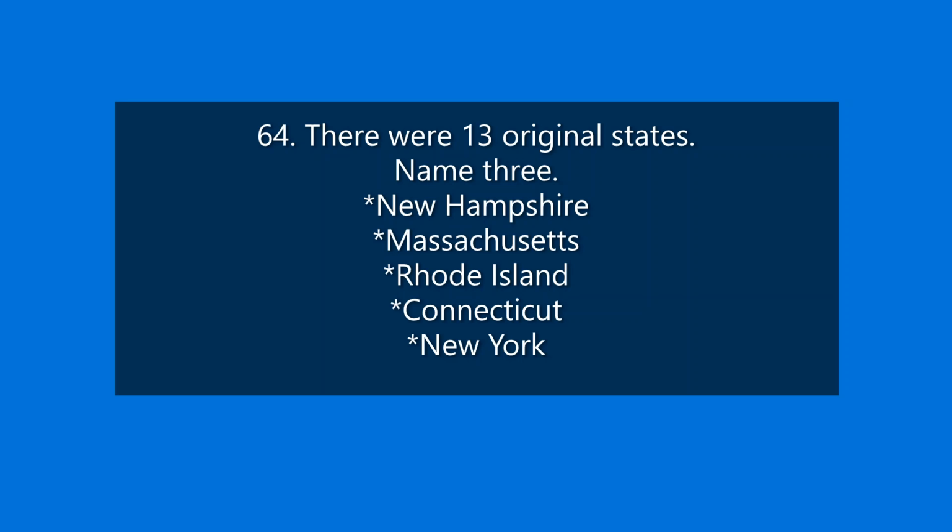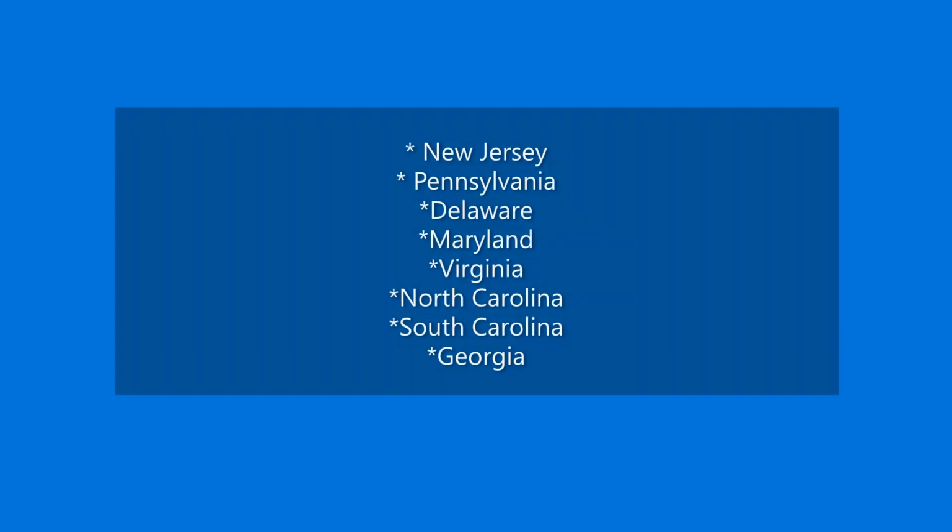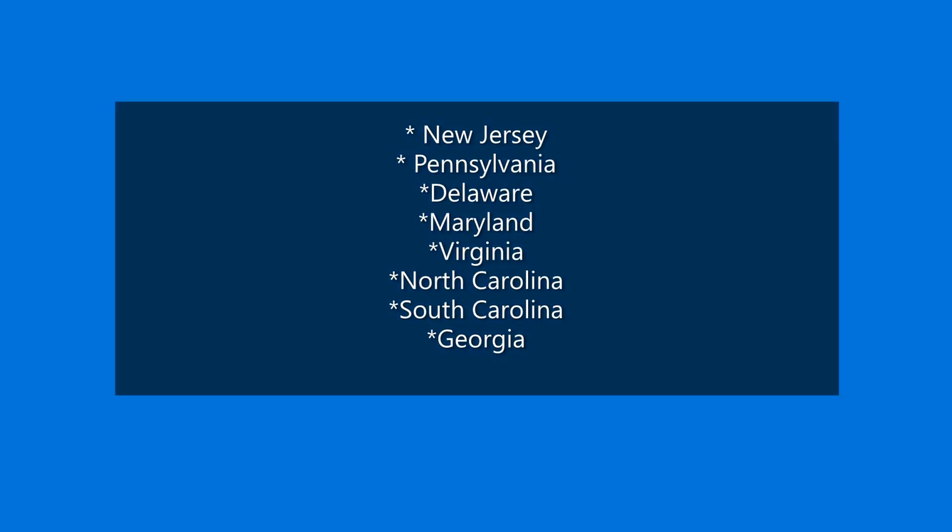64. There were 13 original states. Name 3. The answer: New Hampshire, Massachusetts, and Rhode Island were 3 among 13 original states. Or from this screen, you would say New Jersey, Pennsylvania, Delaware were 3 among those 13 original states.